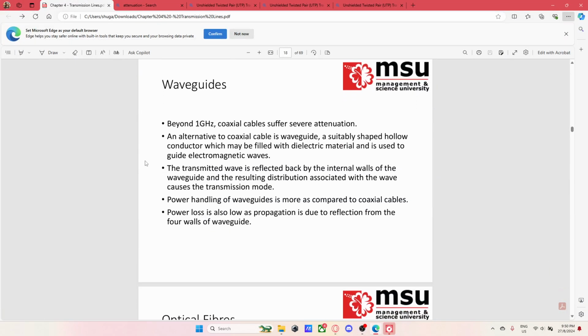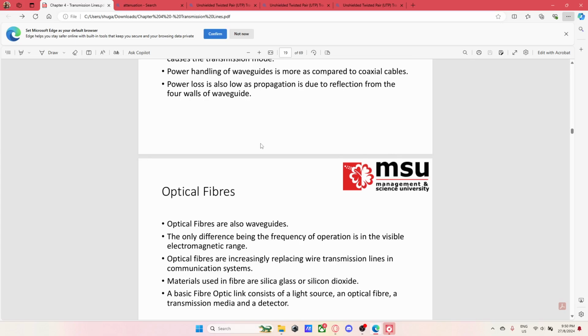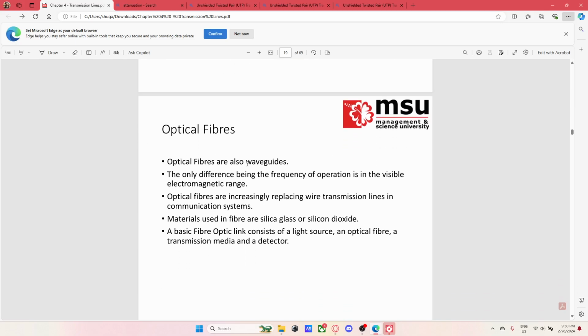So a waveguide is an alternative to coaxial cable. It is a suitably shaped hollow conductor which may be filled with dielectric material, and it is used to guide electromagnetic waves. Okay, so one of the examples is optical fibers. It is also a waveguide.